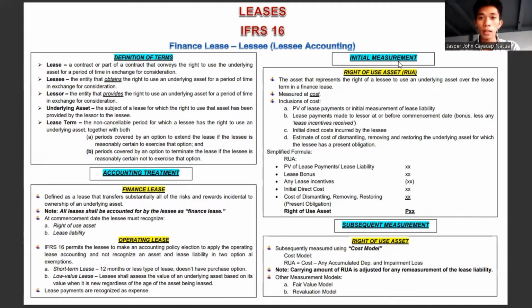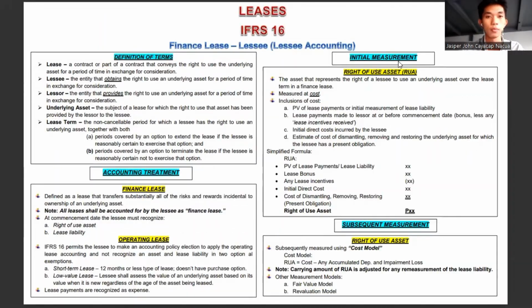For initial measurement, the right of use asset is initially measured at cost. Inclusions of cost include PV of lease payments made to the lessor, initial direct costs, and estimated cost of dismantling, removing, and restoring the underlying asset. For subsequent measurement of RUA, it is measured using the cost model, in which RUA is equal to the cost less any accumulated depreciation and impairment loss. Other measurement models are fair value model and revaluation model.